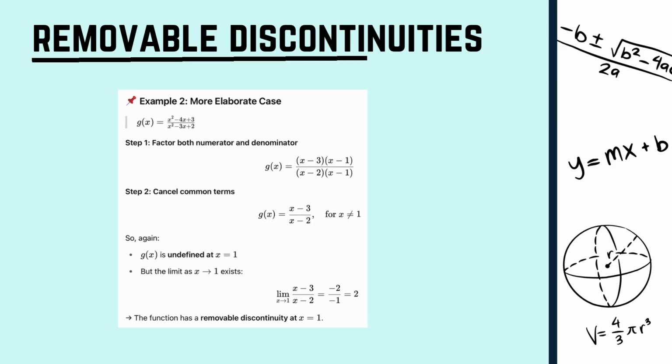Another example is g(x) = (x² − 4x + 3)/(x² − 3x + 2). We factor both numerator and denominator, which gives us (x − 3)(x − 1) all divided by (x − 2)(x − 1). The term x − 1 cancels out, giving (x − 3)/(x − 2). Although the function is undefined at x = 1, the limit exists and is equal to 2. So this is another removable discontinuity at x = 1.